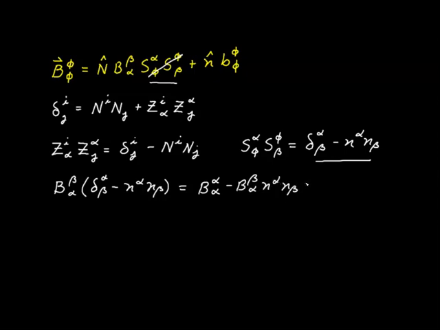And finally we can flip-flop the beta index here, and this becomes b alpha alpha minus b alpha beta times n alpha and beta. So what we can do now is to replace this expression right here with this, and that'll give us the final expression that we're looking for.